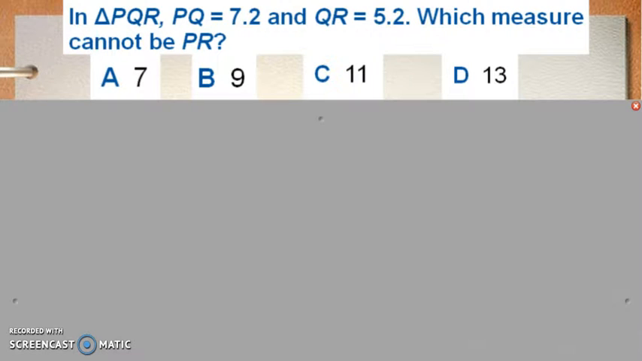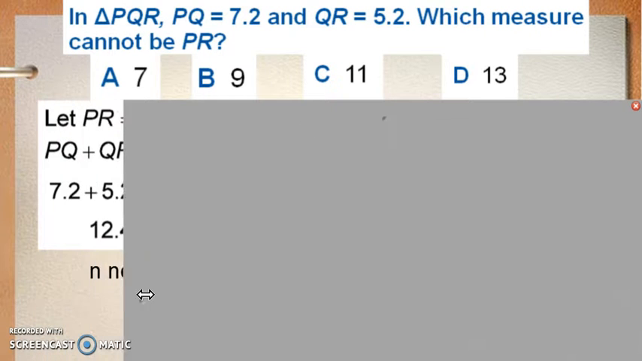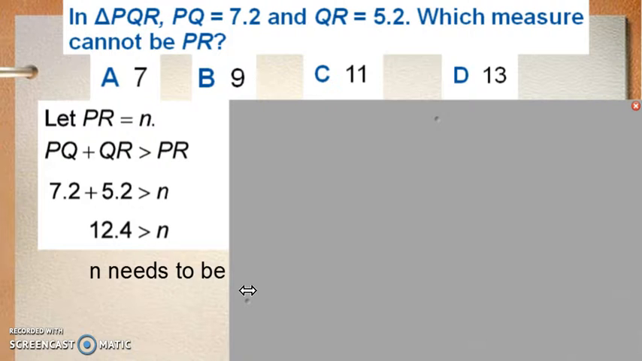In triangle PQR, PQ equals 7.2 and QR is equal to 5.2. Which measure cannot be PR? They gave us 4 answer choices, 7, 9, 11, and 13. We need to look at each individual set of sides. First of all, let's look at PR. We want PR to equal n. So PQ is 7.2, QR is 5.2, and that needs to be greater than the third side, PR, which we're calling n. So 12.4 needs to be greater than n.